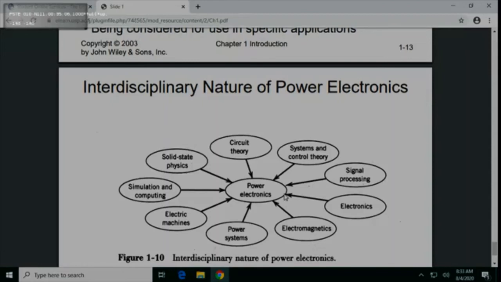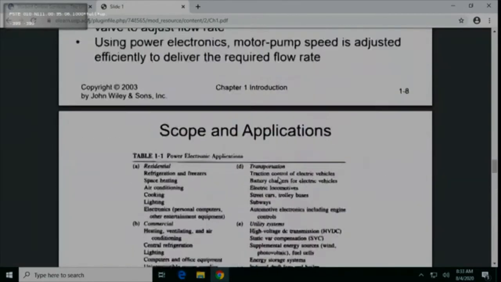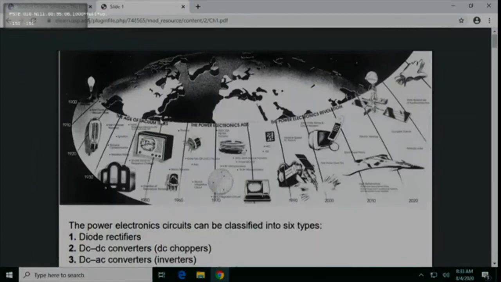Electric machines, something that we are going to deal with again. This unit, simulation and computing, etc. Everything revolves around power electronics. So you see how broad the subject of power electronics is. So that's all for chapter 1, just a brief introduction. I hope you have had a good introduction of what power electronics is.